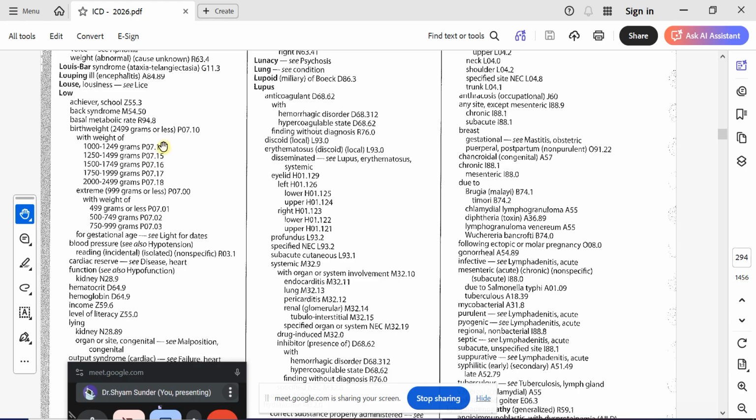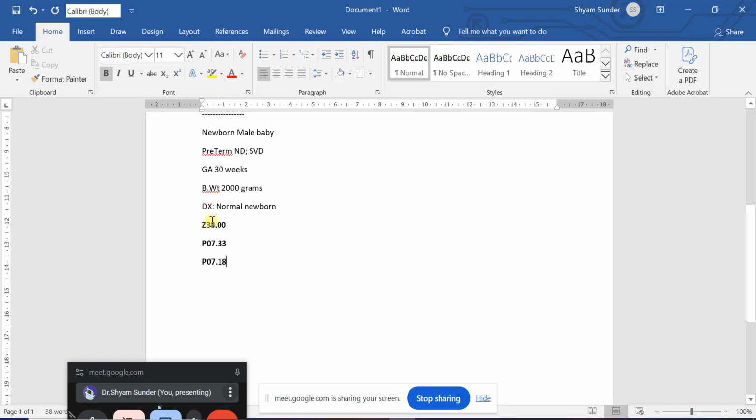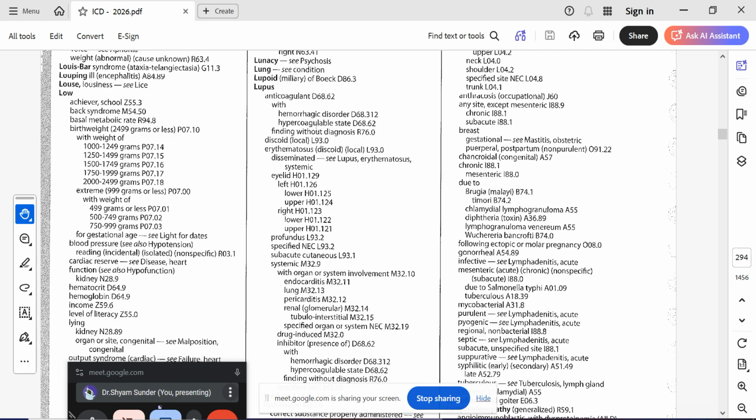So these are complete codes because I don't find a tick mark here. I'm not going to the tabular list to save time, but you have to go. Every time you have to verify. P07.18 in the tabular. Yes, so this is the code set that you assign. Any questions?